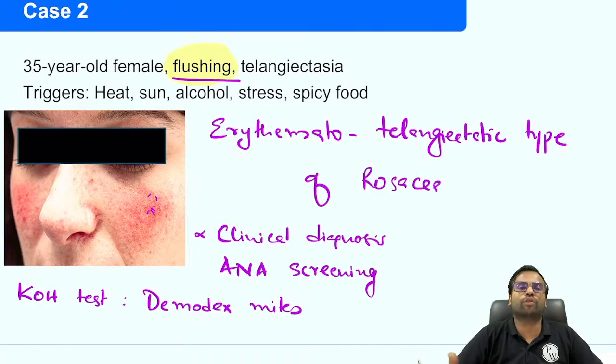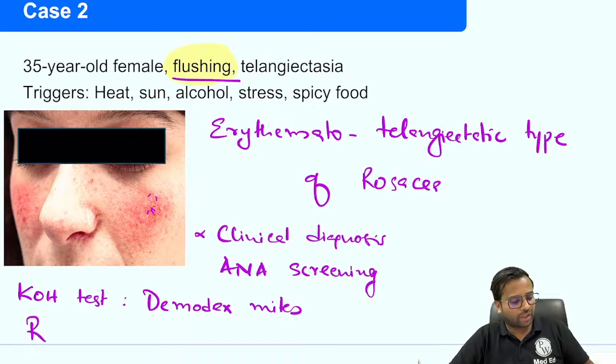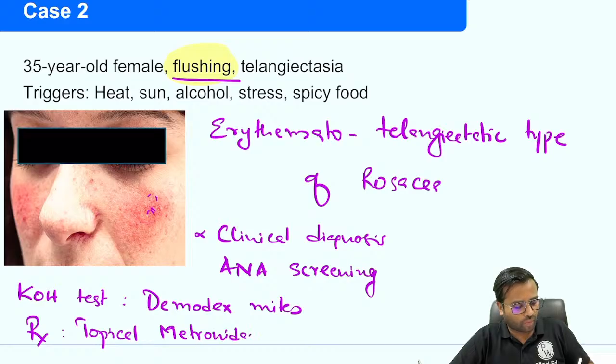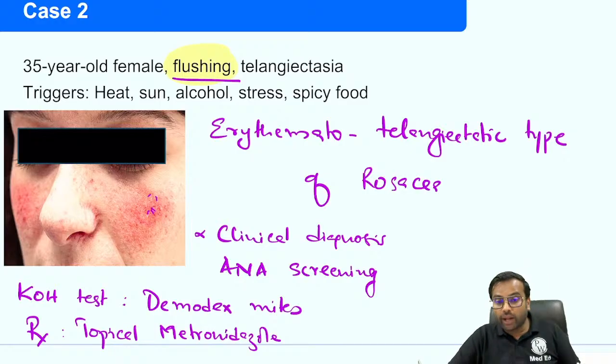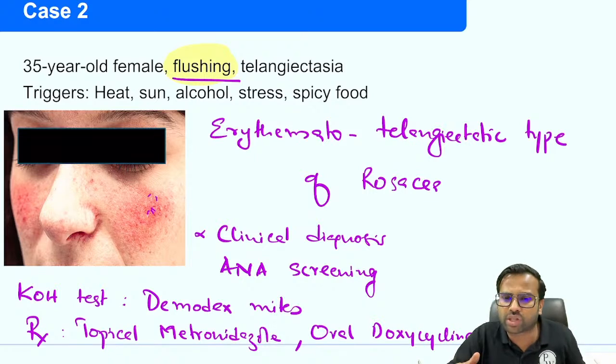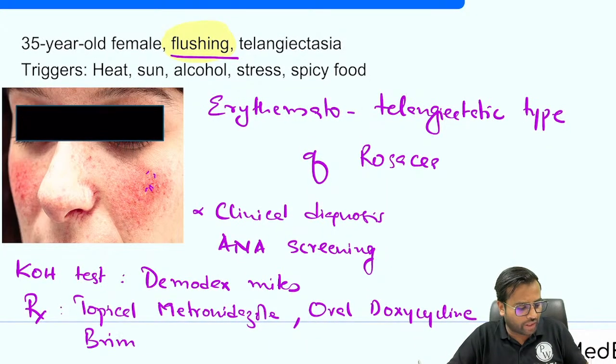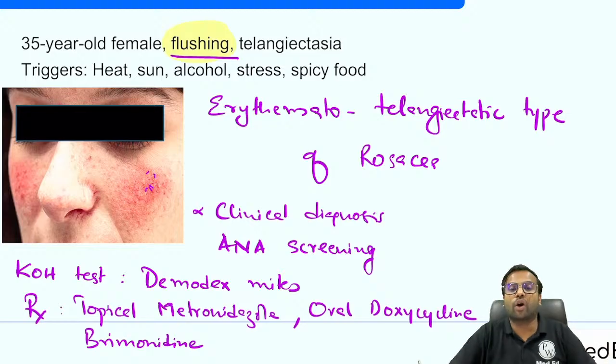So here in the cases of rosacea we can treat the patient with topical metronidazole. In some cases, we can go for oral doxycycline. And for the erythema and all, we can use brimonidine, etc. Okay? That is how we take care of this condition called rosacea.